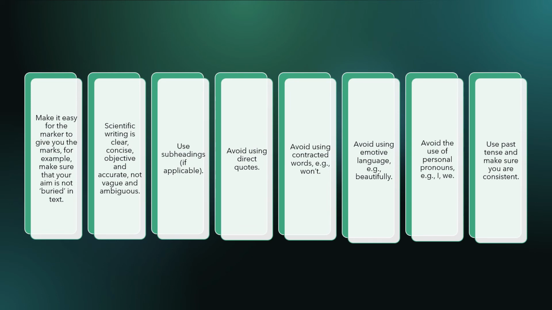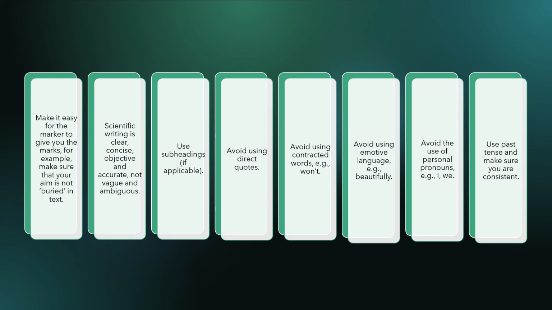So here, nice big summary, make it easy for the marker to give you marks. So make sure that your aim is not buried in text. It needs to be nice and clear. So your writing, use scientific terminology, scientific writing, make sure it's clear, concise and objective. Okay, don't be vague or don't leave explanations out. If you need to use subheadings in your overall prac, you can. So you might put aim, one for your aim, one for your hypothesis, one for your method, up to you.